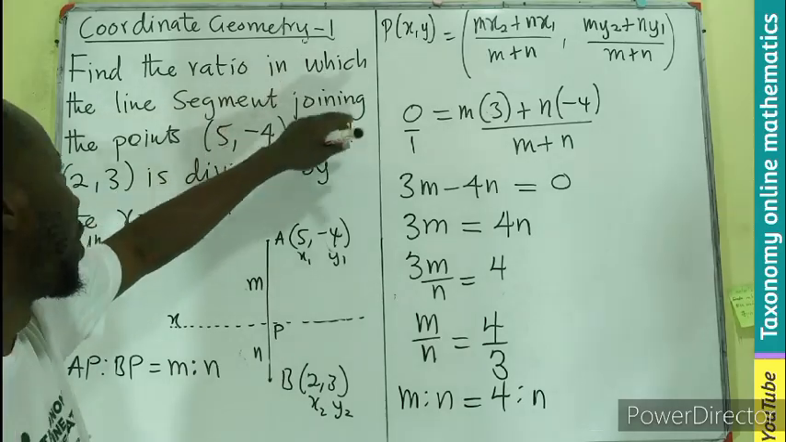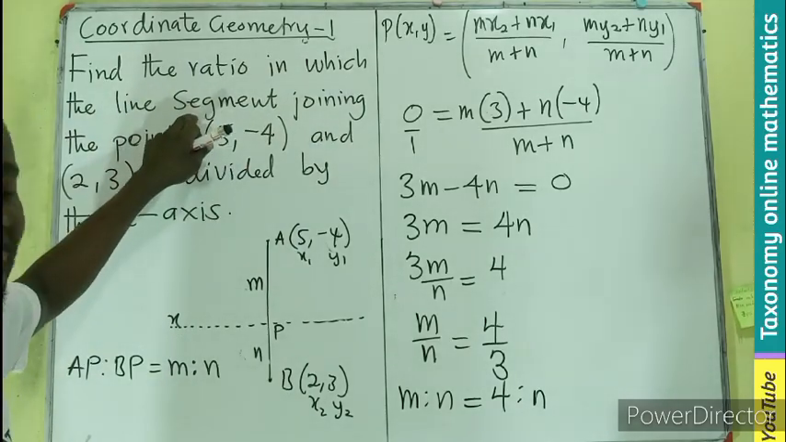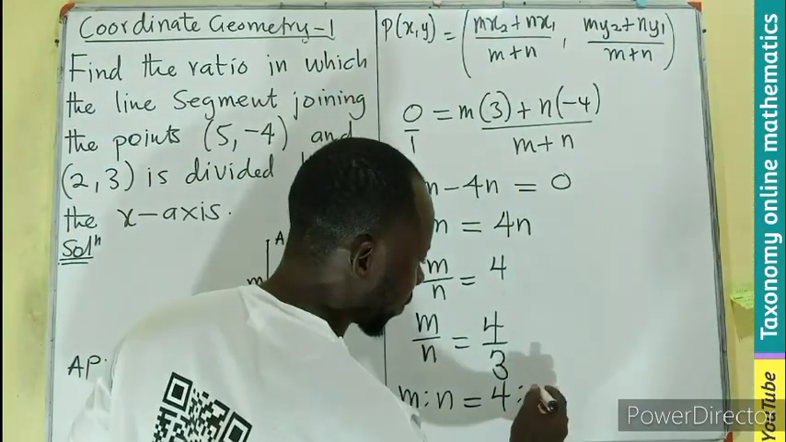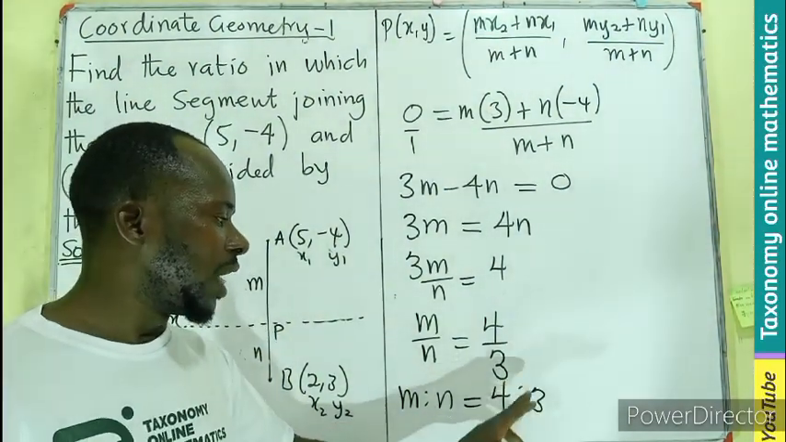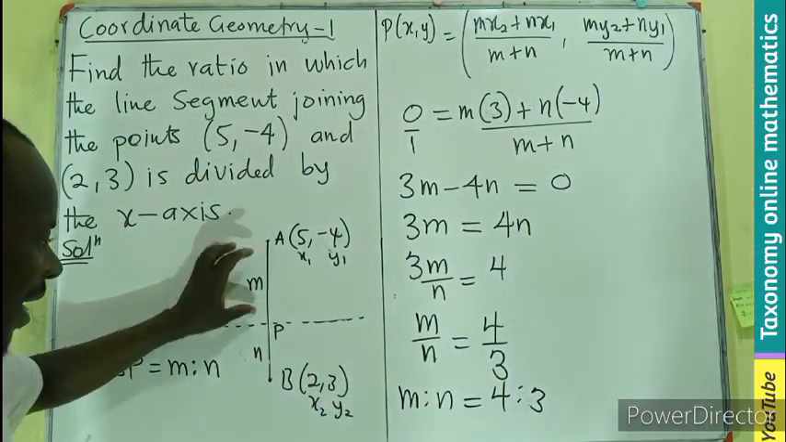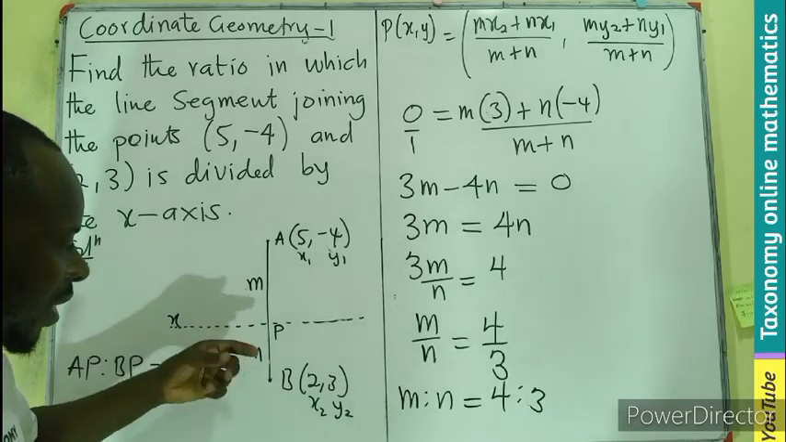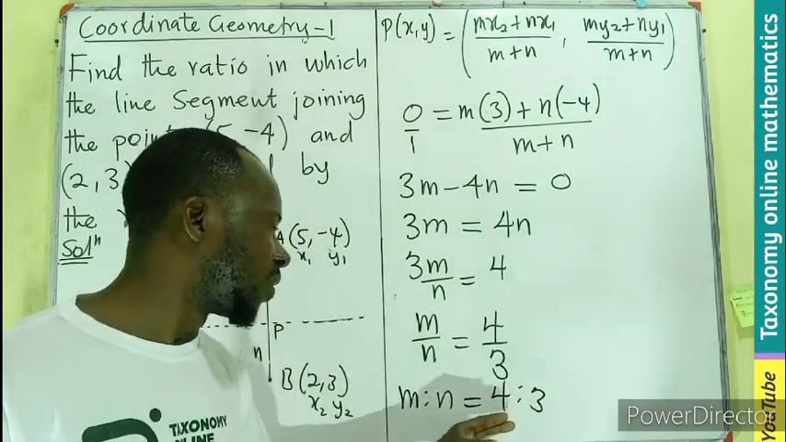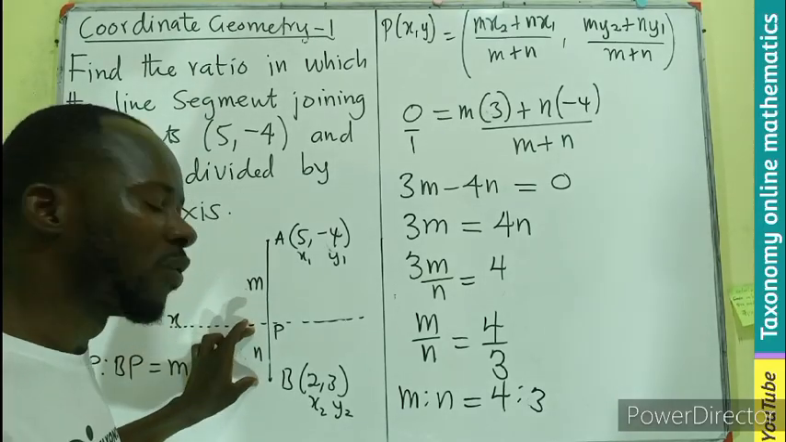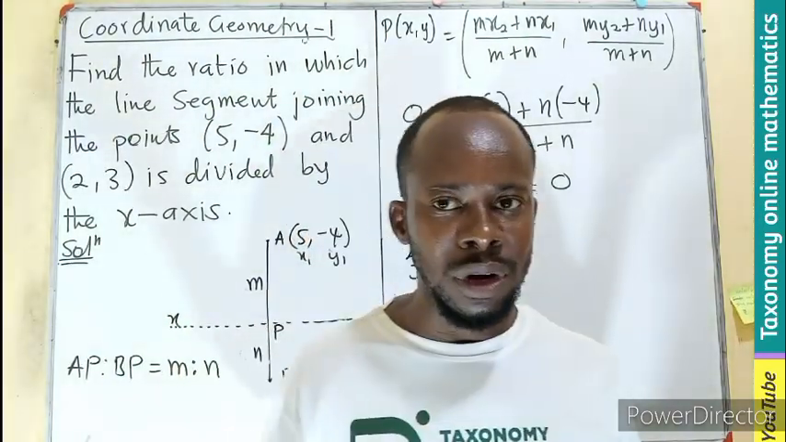The ratio into which the line segment is divided is going to be 4 is to 3. 4 here, then 3 here. Just like we have divided. It could have been up and down. But this shows that the division is 4 parts is to 3 parts. I'm sure the concept is clear.